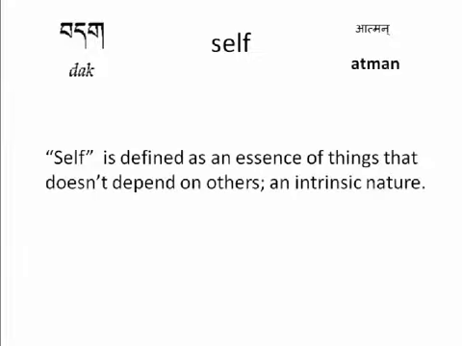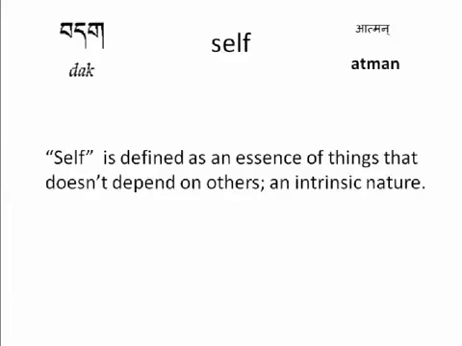Self. So you've probably heard in Buddhism this concept of no self. In order to know what no self is, or what we're denying exists, we need to know what a self is. In English we say self. In Tibetan it's called dak. And then in Sanskrit it's Atman. And Atman also refers to some sort of God kind of thing. So the definition of self in this context is that it's an essence of things that don't depend on others.